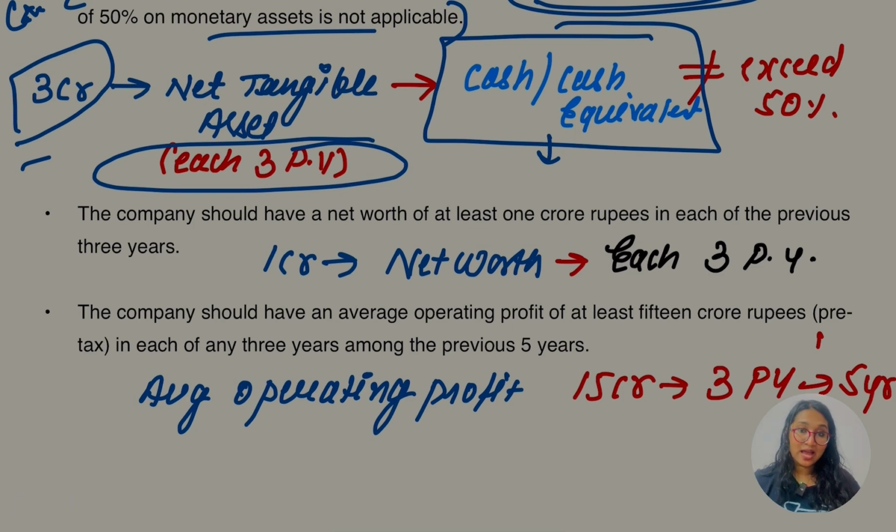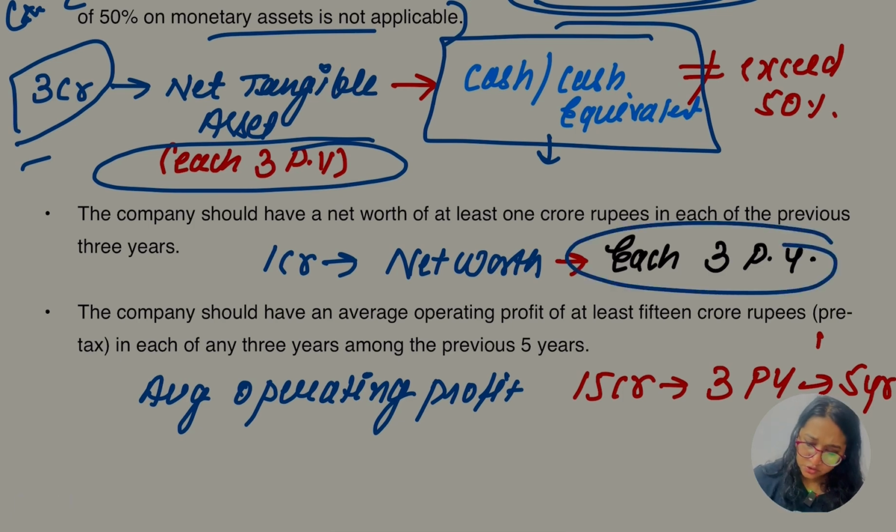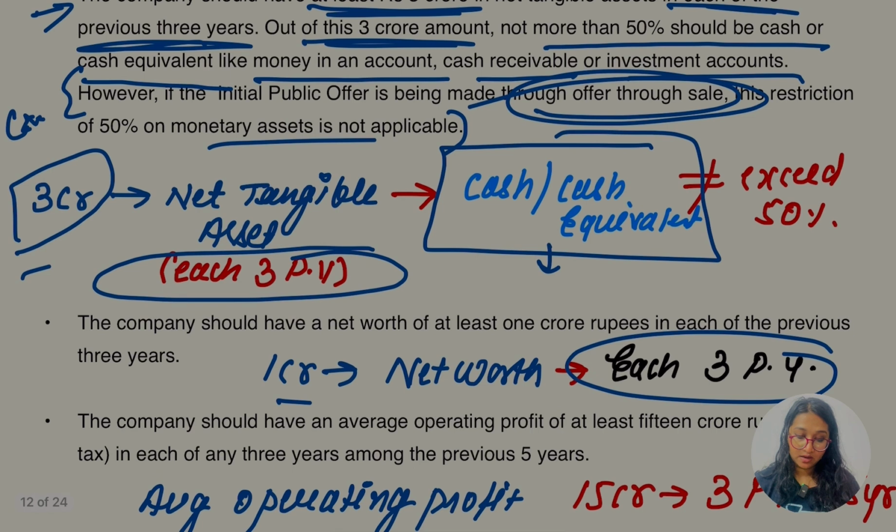Second point says 1 crore the net worth. Okay, it should have net worth of 1 crore for each 3 previous year. Earlier it was also saying the same thing, but that was of net tangible. ठीक है, हाँ जी. Now it's saying about the net worth. So earlier it was 3 crore, here it is 1 crore. ठीक है, so the company should have a net worth of at least 1 crore rupee in each of the previous 3 year. ठीक है, so for both the cases they are saying at least.